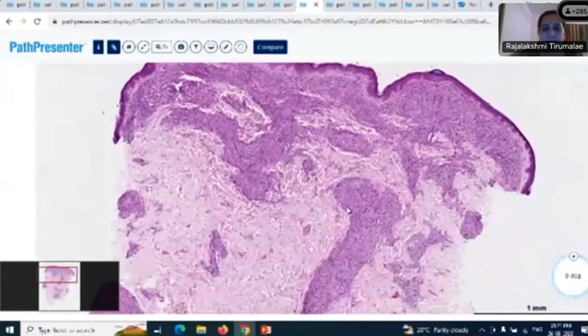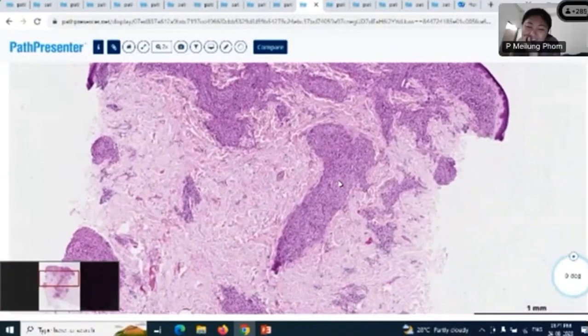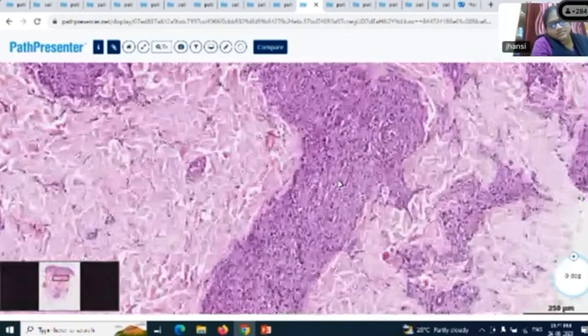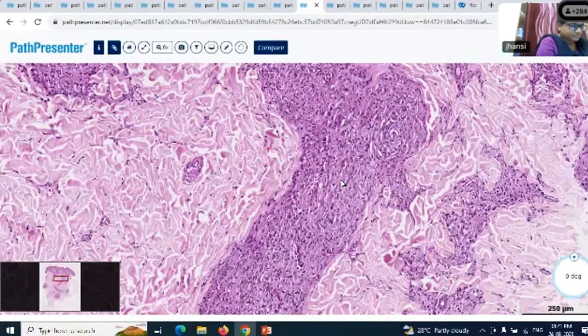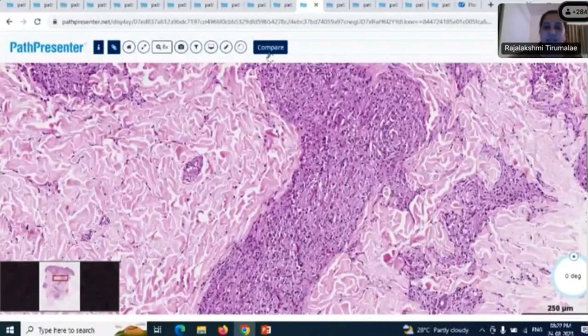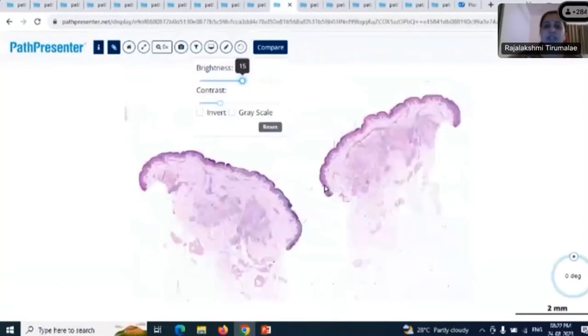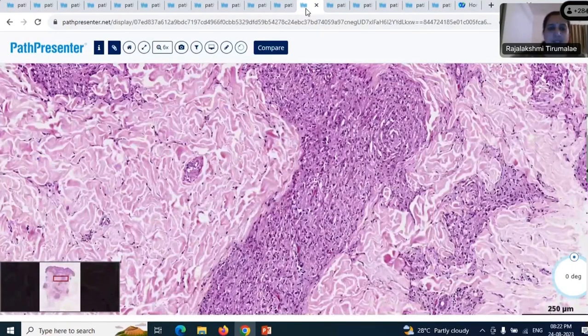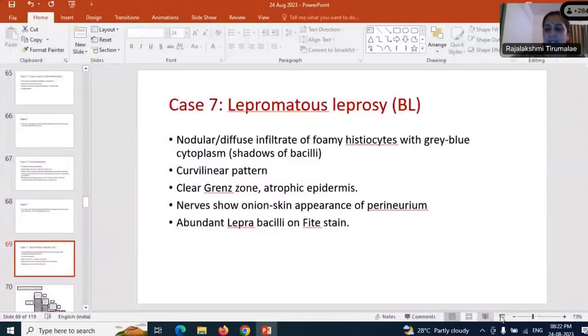How would PAS help me? No, PAS would not help me. Ziehl-Neelsen stain, ma'am. So if I do a Ziehl-Neelsen stain, I'm going to see bacilli which are loaded in those cells, right? So the blue-gray cytoplasm is nothing but the bacilli or the globi which are there in the cytoplasm. Okay. So even without the stain, you can make it out, right? So the diagnosis in this case is lepromatous leprosy.